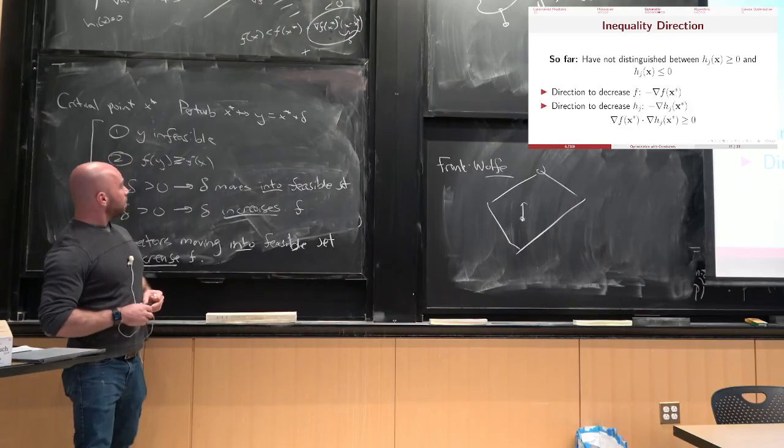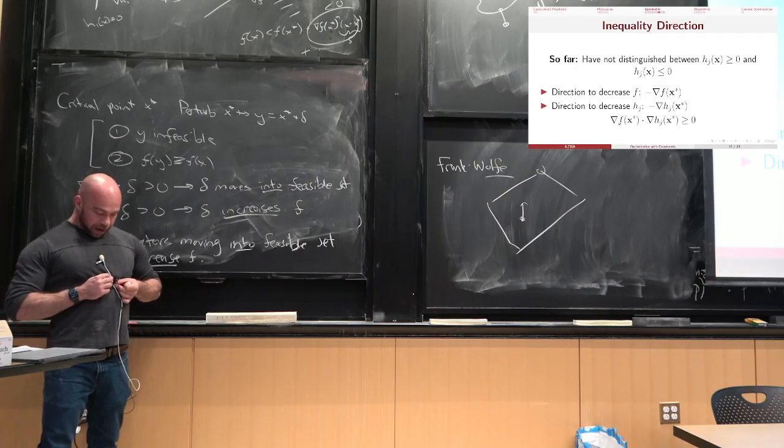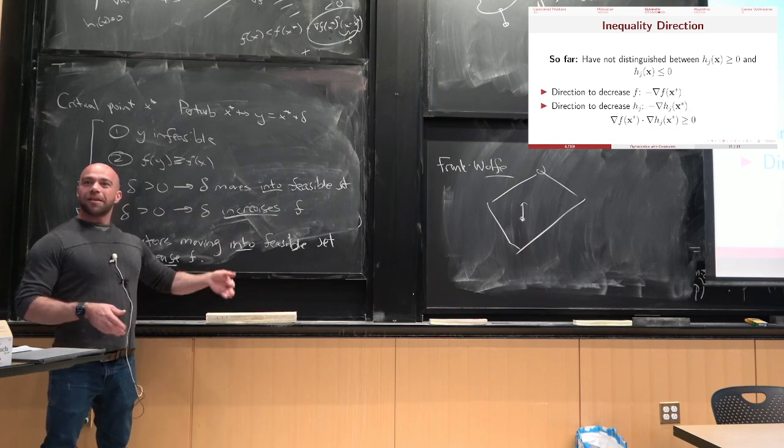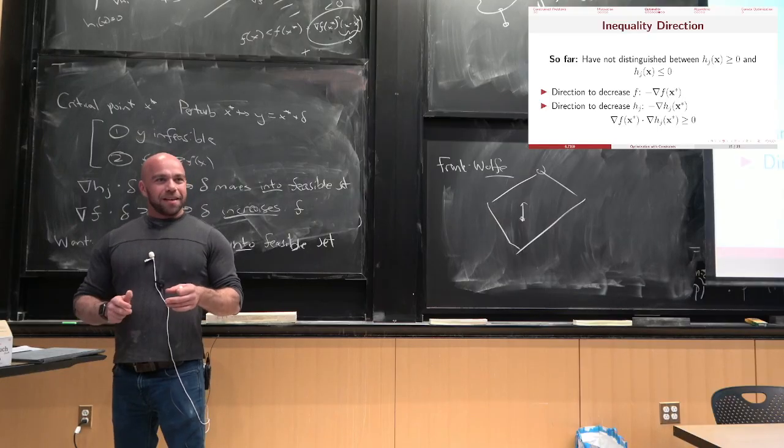We don't want to increase f. We want that if we are at a critical point, any perturbation either increases f, meaning it becomes suboptimal, or it leaves the feasible set. Yeah. Okay. Good, good, good.